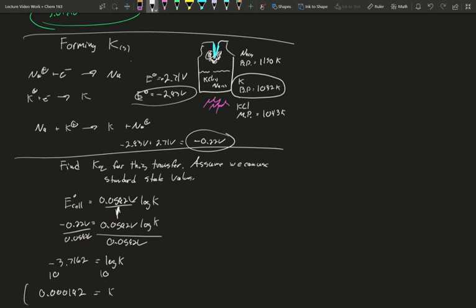And so while not the largest K by any means, it's not an unreasonably small one. 2 times 10 to the minus 4 is not a terribly tiny equilibrium constant. There is enough favorability that this can be done at an industrial reasonable speed.